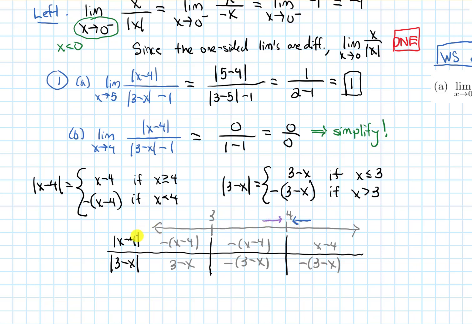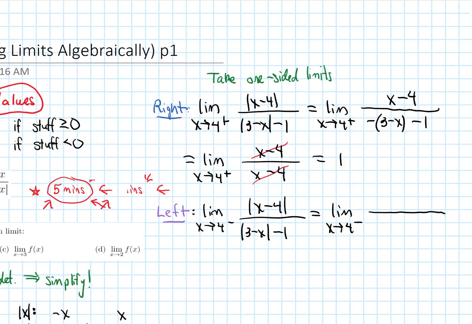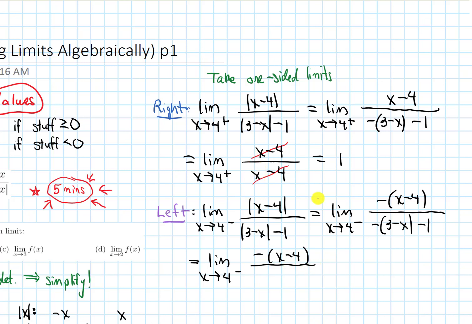The absolute value of x minus 4 will be negative (x minus 4), and the absolute value of 3 minus x will be negative (3 minus x). So back to the problem. Both of these now have a negative in front of them: negative (x minus 4) over negative (3 minus x), minus 1. Now I simplify. Limit as x approaches 4 from the left. Let's keep that negative factored out on the top, because we know from the previous part the bottom just became x minus 4. Now the x minus 4's cancel, which just gives me negative 1.